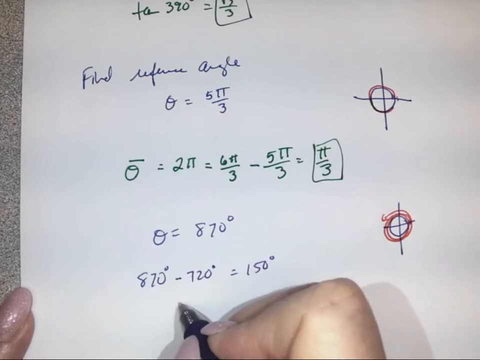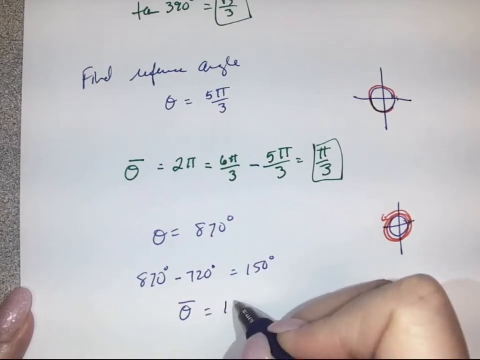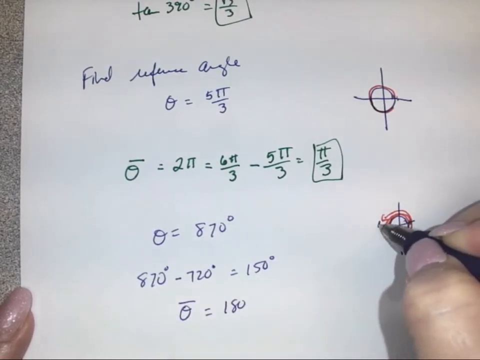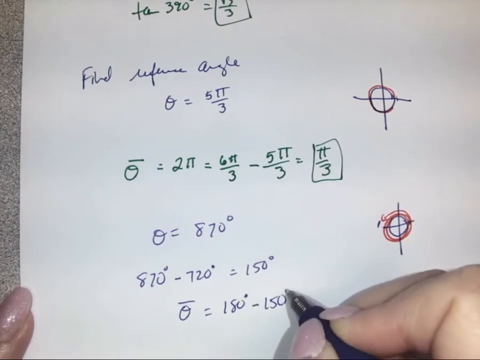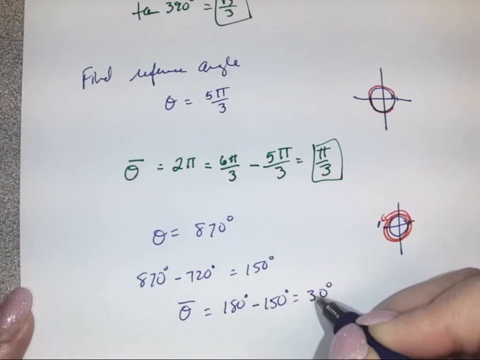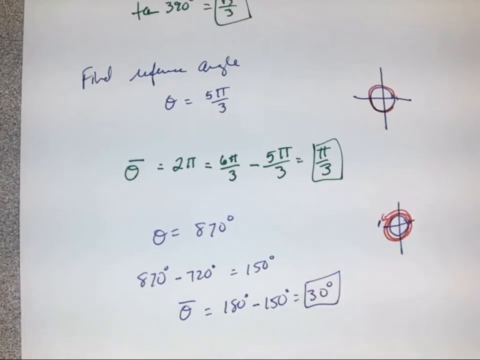So our theta bar is equal to 180, because our closest distance is right there, minus 150 degrees. So our reference angle will be 30.